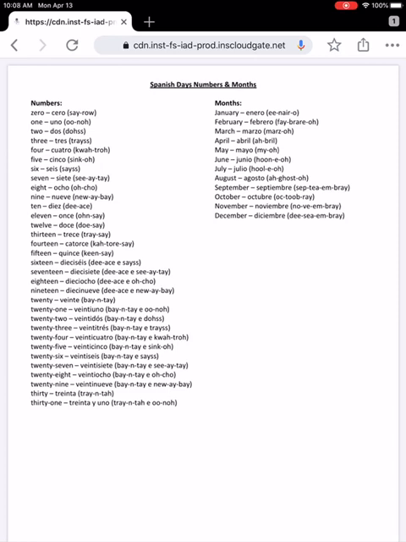All right? A couple things I want to point out to you guys. The J's, like in June and July, they take on an H sound. It is not "Junio" and "Julio," but "Hunio" and "Hulio."